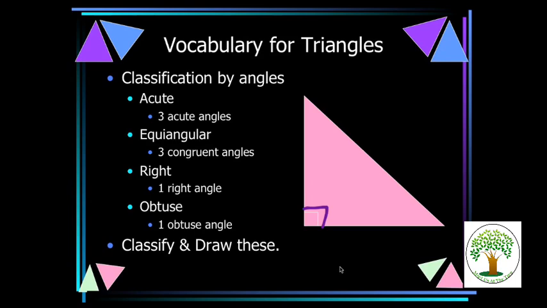I actually drew this, and I should have drawn it a little longer. You could also draw your right triangle a little longer so that it would maybe be a scalene one. Right now, this looks like an isosceles right triangle, but it doesn't have to be. It could be scalene.